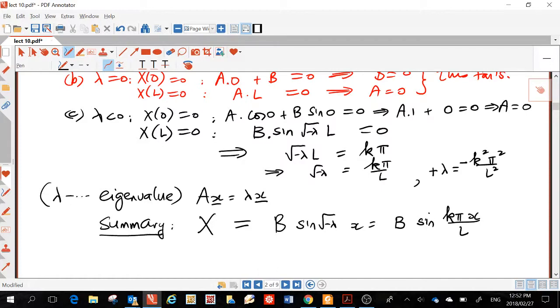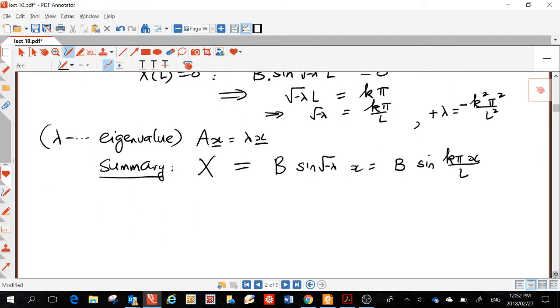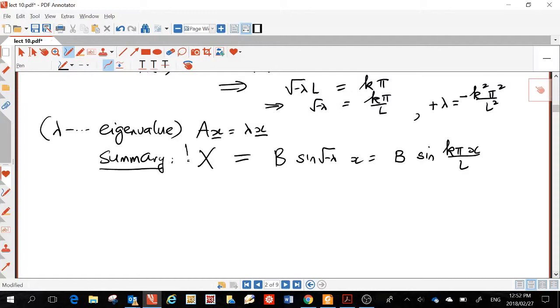Oh, that should be taking some shape in your head. I've heard that somewhere before. Sine k pi x over L. Where did I hear that? Don't worry, it'll come back to you soon. So for now, we have found the solution for x.